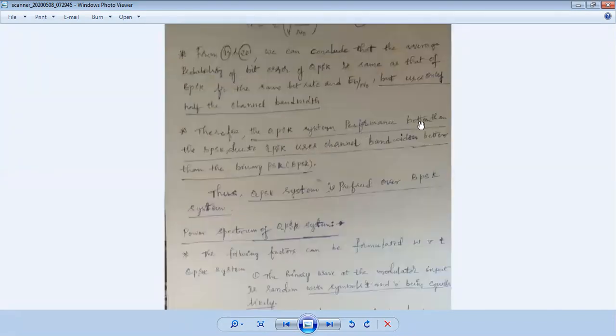So why the QPSK system? Because it is very important. I mentioned it: the QPSK system performs better than the BPSK because QPSK uses channel bandwidth better than binary PSK. We proved it here: the bandwidth is 2B instead of 2Q, as in PSK we have only Q for the symbol error. We can conclude that the QPSK system performs better than the BPSK because QPSK uses channel bandwidth better than binary PSK. That is why the QPSK system is preferred over the BPSK system.